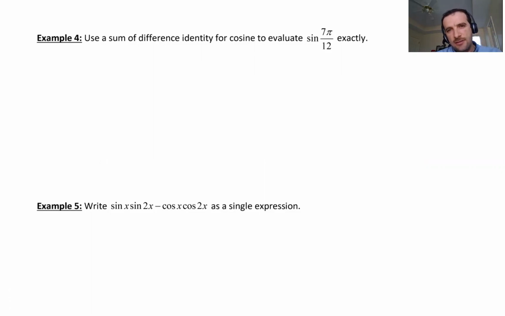This is asking sine, right? Maybe I should better cross this out and say sine, to evaluate sine 7 pi over 12 exactly. Again, sine 7 pi over 12 itself is not a special angle because there is no special triangle for this angle, right? But we can rewrite this angle as a sum of two special triangle angles, okay? And we can use the formulas to find the answer.